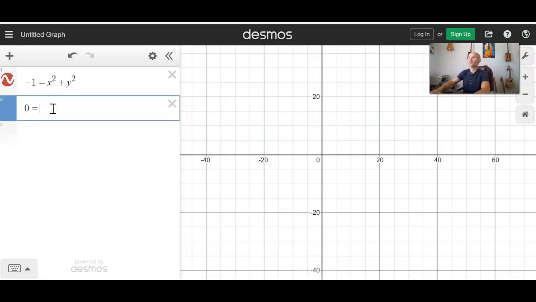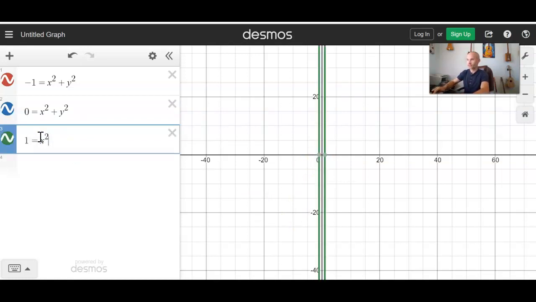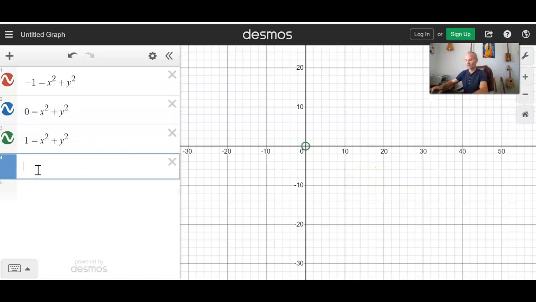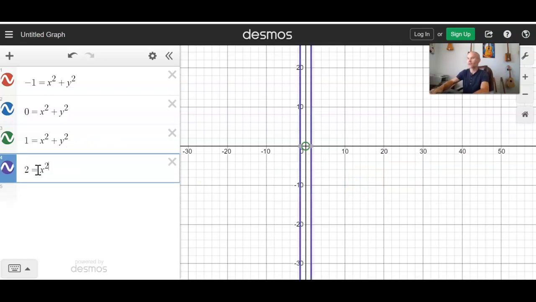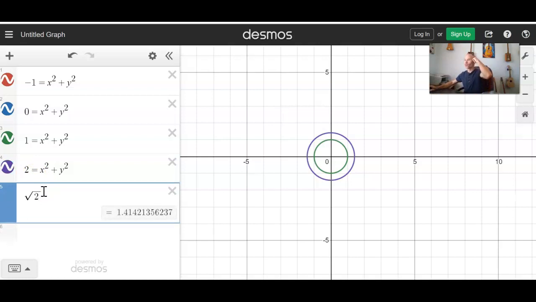When you plot 0 equals x squared plus y squared, well, that's a circle of radius 0, and therefore it's just going to be a dot. When you plot 1 equals x squared plus y squared, now you're going to have a circle of radius 1, and let's say we plotted 2 equals x squared plus y squared. Now this is going to be a circle that actually has a radius of 1.414, because the square root of 2 is 1.414. So it's the square root of this value that represents the radius.